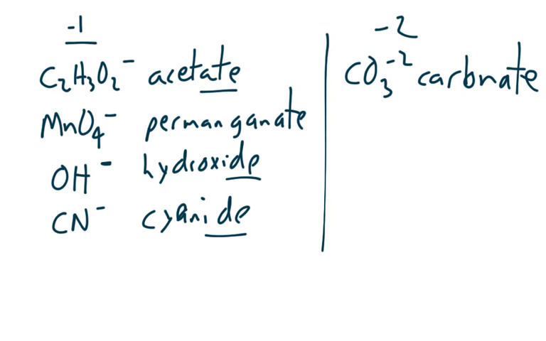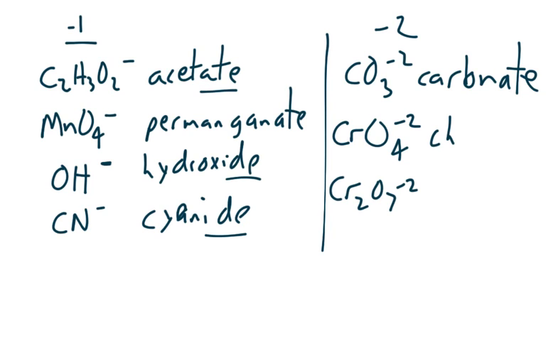Then there's these two here that have chromium in it. There's one that's CrO4 -2, and there's another one that's Cr2O7 -2. The top one is called chromate, and the bottom one is dichromate. Well, that's easy to remember because there's two of them instead. Okay, they both have the same charge at -2.